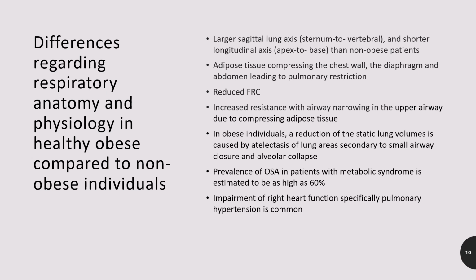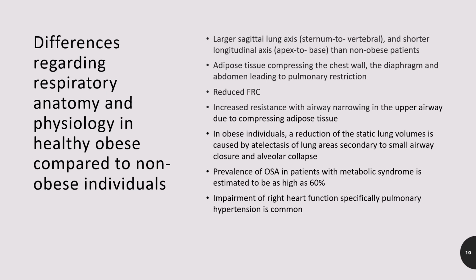Also, adipose tissue compresses the chest wall and diaphragm, leading to pulmonary restriction, which I just mentioned over there. Another thing is it takes more pressure to ventilate a patient who's obese versus a normal patient, because you have to compensate for the adipose tissue being displaced by the mechanical ventilator with the pressure given to the lung. Typically, they have a reduced functional residual capacity.